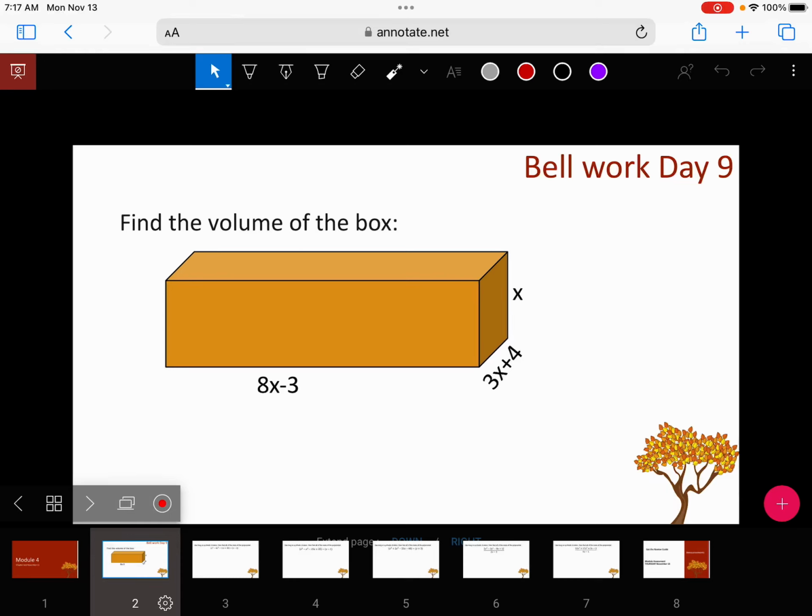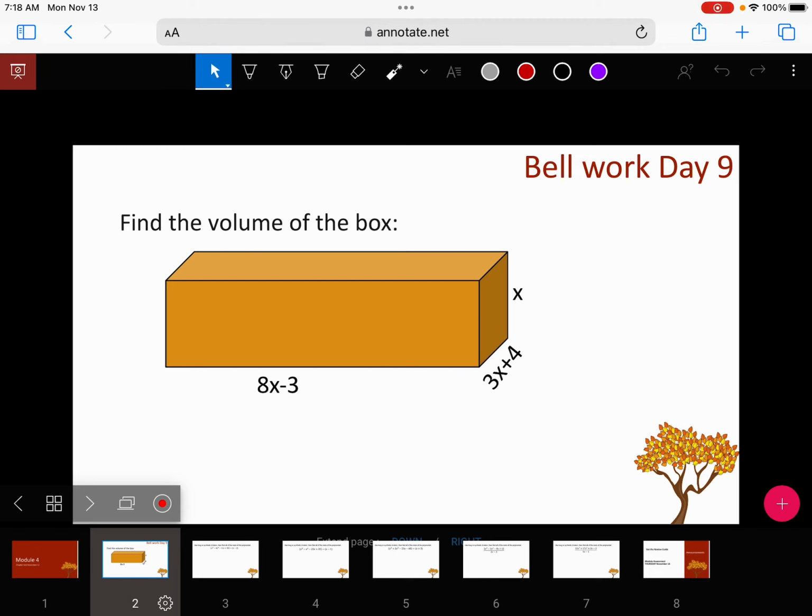All right, so this is taking some old geometry skills and smushing them together with our polynomials. Ew, my geometry's in your algebra. Your algebra's in my geometry. Ew. That's okay, because all we're asked to do is find the volume.